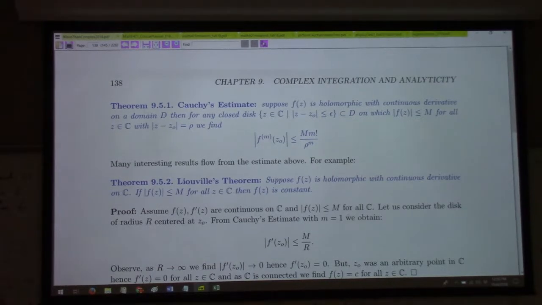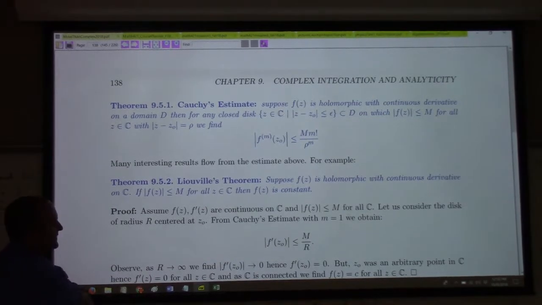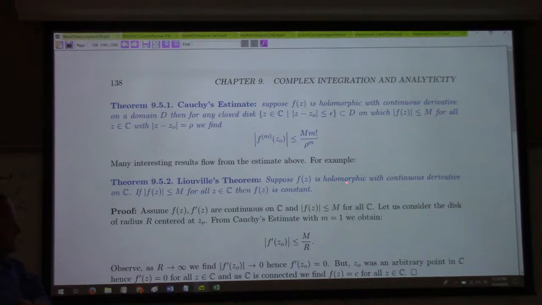And that gives us Liouville's theorem, among other things, which says this: if f is holomorphic with continuous derivative on C, and if the function is bounded on the complex plane, then that implies it's constant. That is a very interesting result. So the proof is absolutely simple.